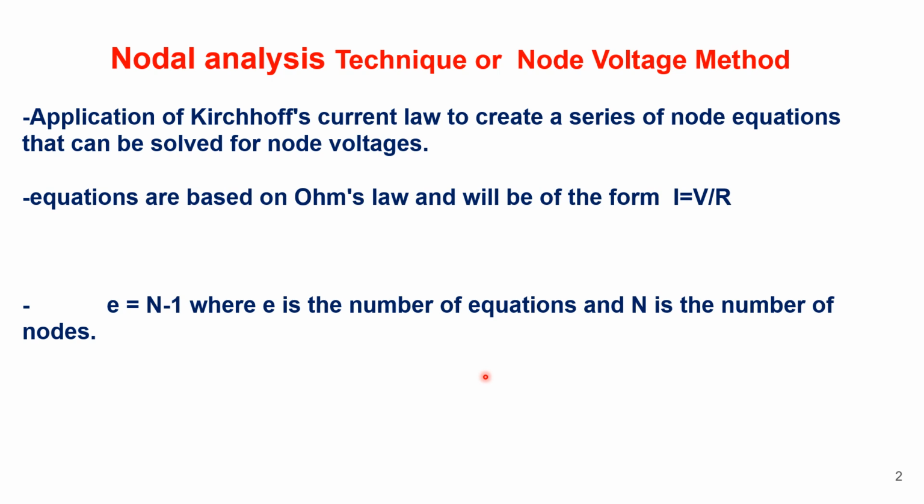What is a node? A node is a point in a network where two or more circuit elements meet. Here in this method, one of the nodes is taken as the reference node. This reference node is the zero voltage point. The potential of all other points in the circuit are measured with respect to the reference node.